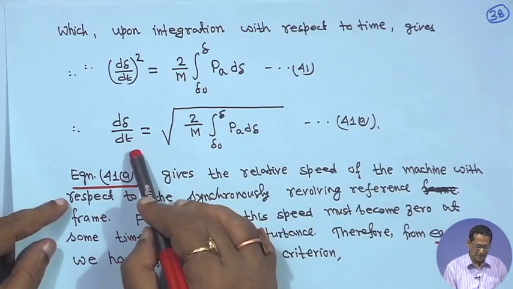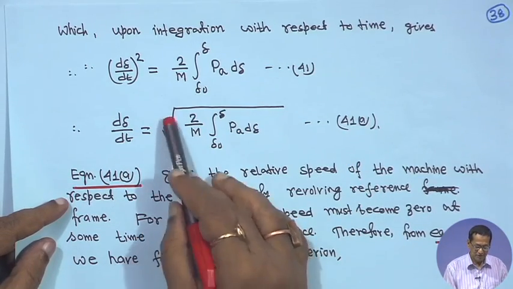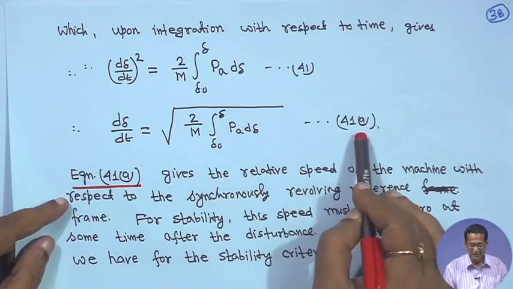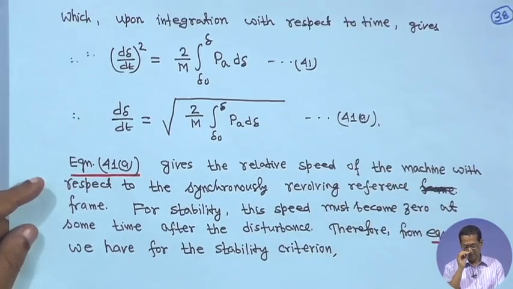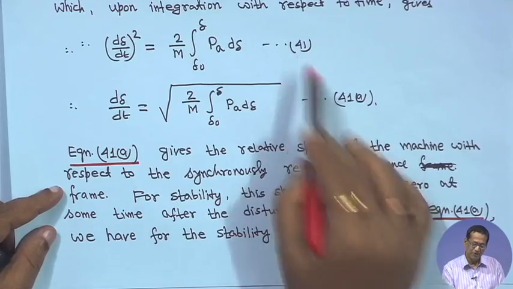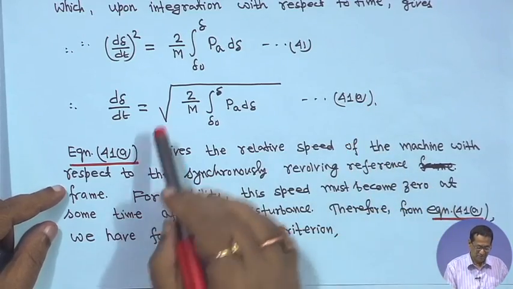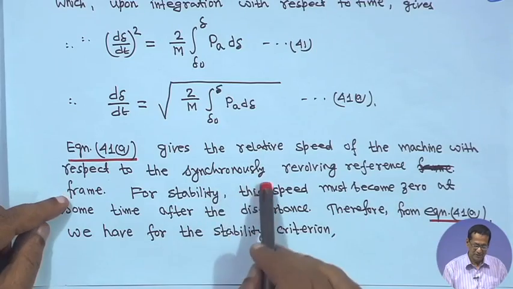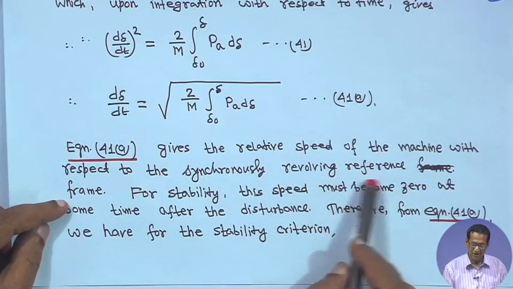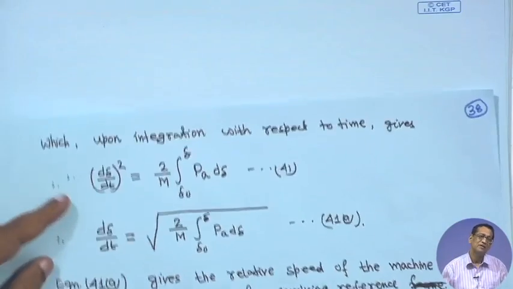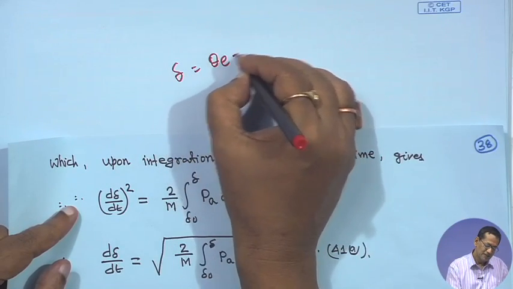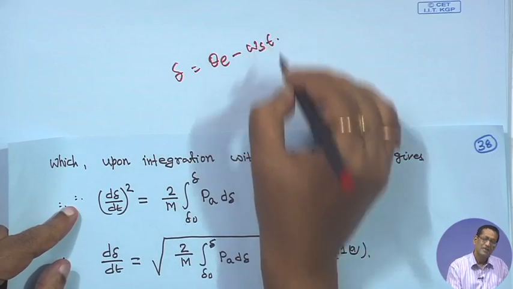So, dδ/dt is equal to root over 2/m ∫ from δ0 to δ of P_a dδ. This is equation 41a. Now, this equation 41a actually gives the relative speed of the machine with respect to the synchronously revolving reference frame. We assume that δ is equal to θe minus ωs t.